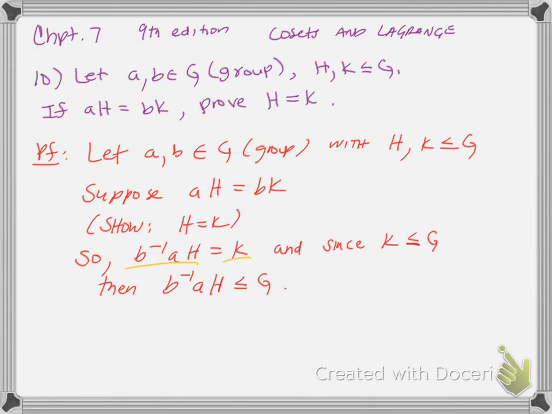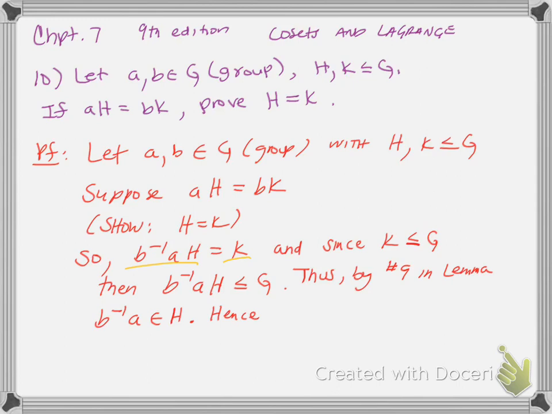Well, now we can use a property that we have dealing with cosets. By property 9 in the lemma on cosets, that tells us that B inverse A belongs to H. Okay, so go back and verify that property to make sure you understand and agree with that property. Okay.